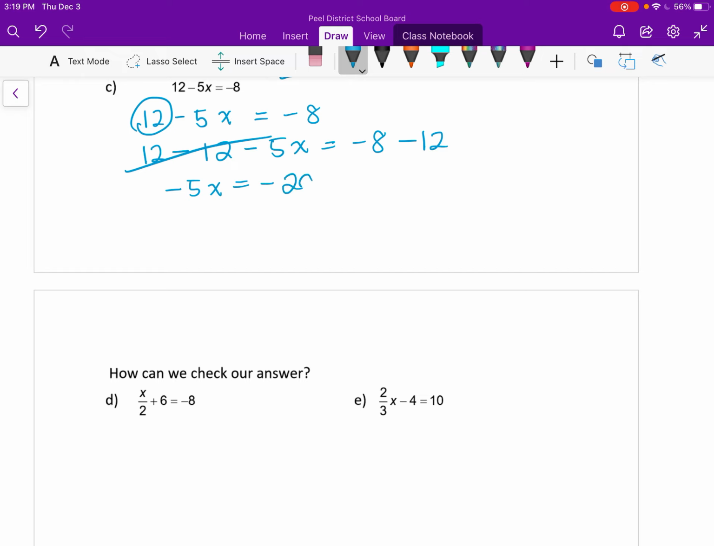negative 20. Right, and now I want to get rid of that negative 5, so I'm just going to divide by negative 5. I'm going to divide this side by negative 5. Cancel, cancel. X is equal to negative 20 divided by negative 5. So I'm going to get rid of that negative sign, and it's going to be positive 4.